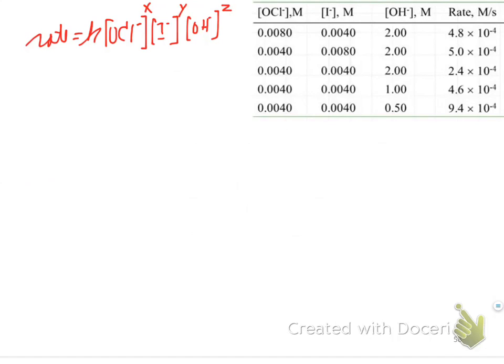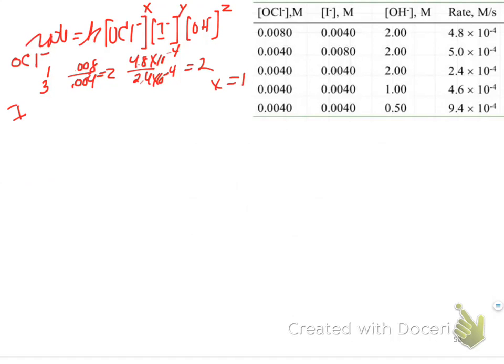So let's do OCl first, and in order to do that I'm going to keep I and OH constant. If I look at experiment 1 to 3, I have a ratio of doubling of the reactant, and if I look at the rates for the same experiments, they also give me a ratio of 2. So for X, I double the reactant, and that leads to doubling of the rate. That's going to be first order. X is going to be equal to 1.